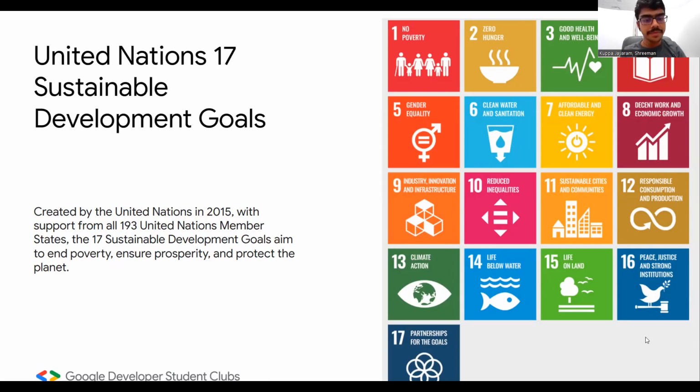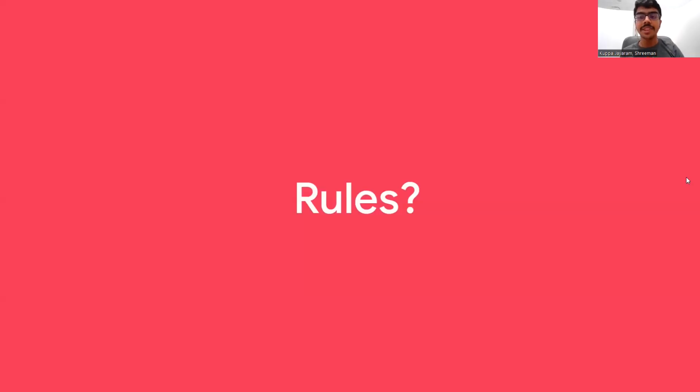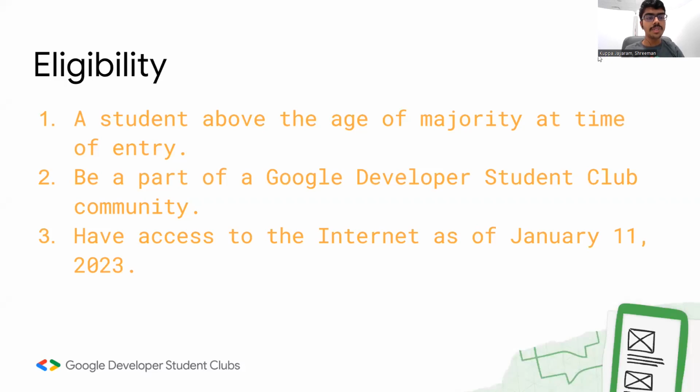So are there any rules? Yes, there are rules. So one of the most important things is that you have to be above the age of majority at time of entry. And you also have to be a part of a Google Developer Student Club community, which means you have to either be part of GDSC Texas A&M if you are a Texas A&M student, or if you're connecting from outside of Texas A&M representing another university, you might want to connect with the university in your area and be part of that club before you can register for this challenge.